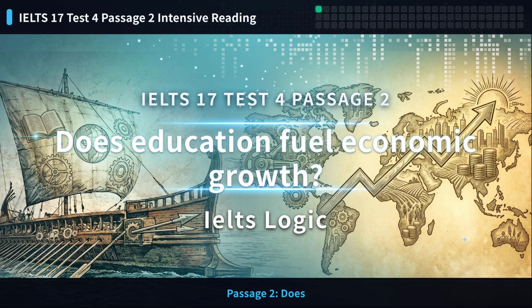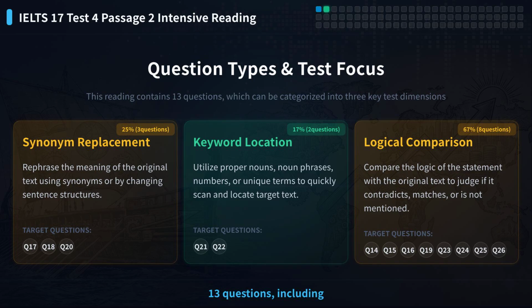IELTS 17 Test 4 Passage 2, Does Education Fuel Economic Growth? This passage has 13 questions, including information location, summary completion, and multiple choice. Questions are in two types, keyword location, 14 to 22, and logic comparison, 23 to 26. Keyword location needs fast scanning. Logic comparison needs careful reading of opinions.